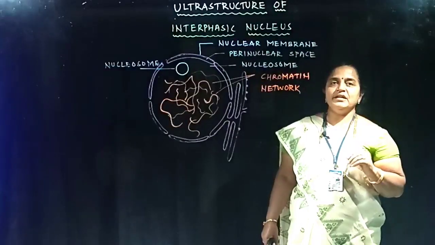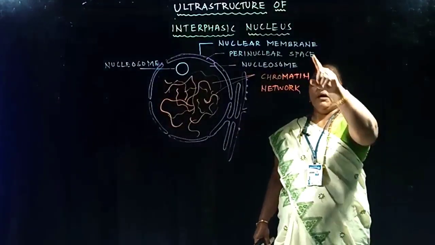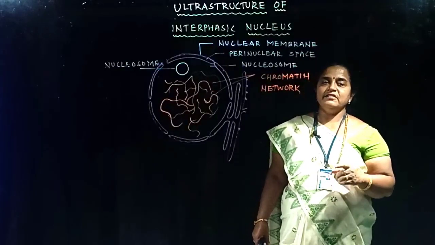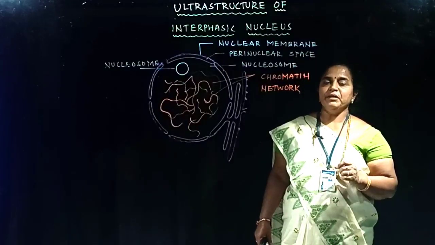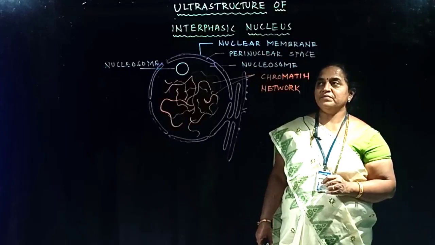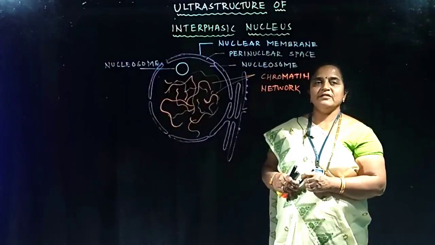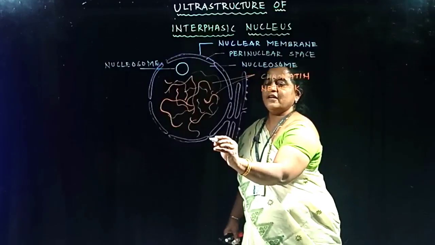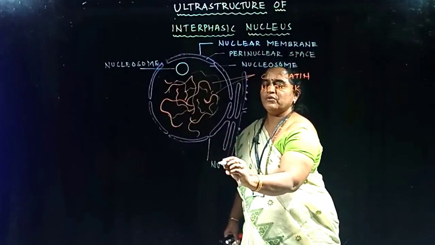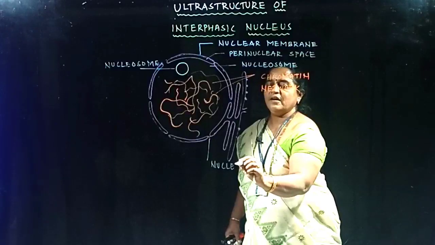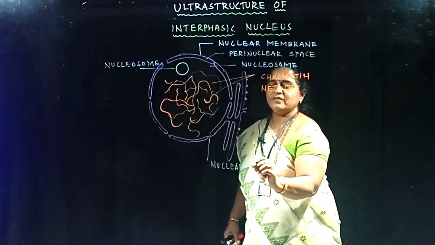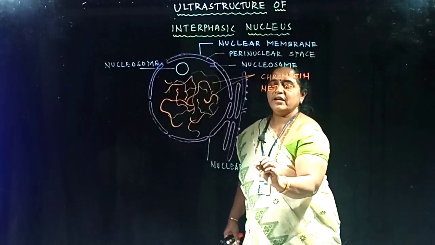It is usually spherical in shape, bounded by a discontinuous double-layered membrane known as the nuclear membrane. Due to discontinuity, we can see minute openings in the nucleus. These are referred to as nuclear pores. These are guarded by the annulus. These work like gates.